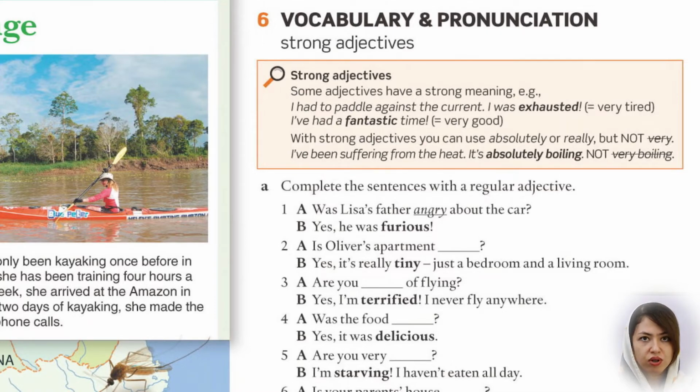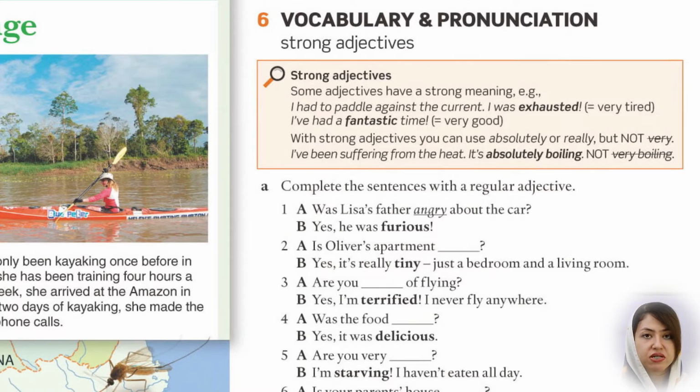Here, let's go to the box. Some adjectives have a strong meaning. I had to paddle against the current. I was exhausted, very tired, okay? I've had a fantastic time. It means very good, fantastic. With strong adjectives, you can use absolutely or really, not very. Do not use very if you have a strong adjective.